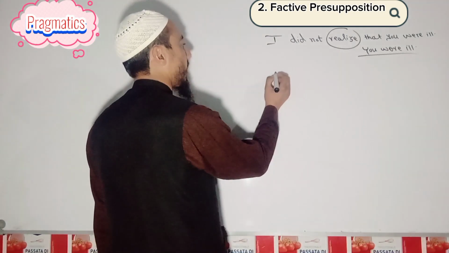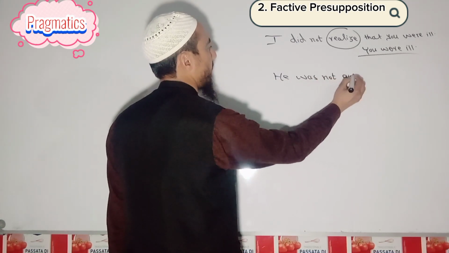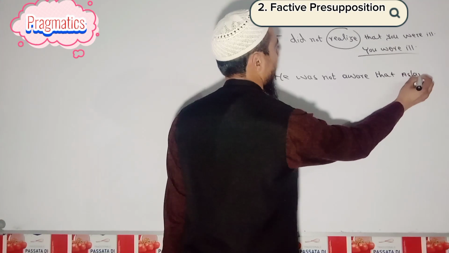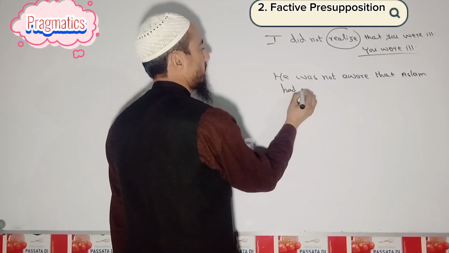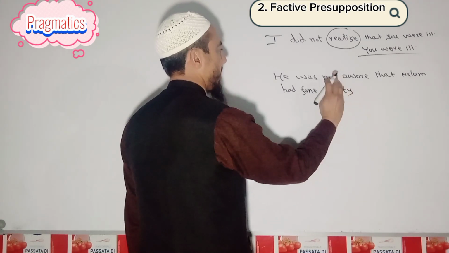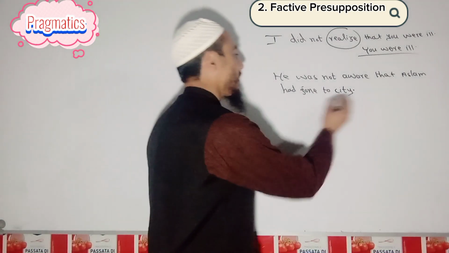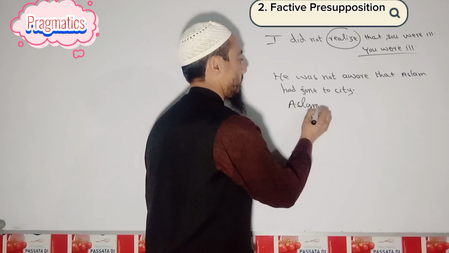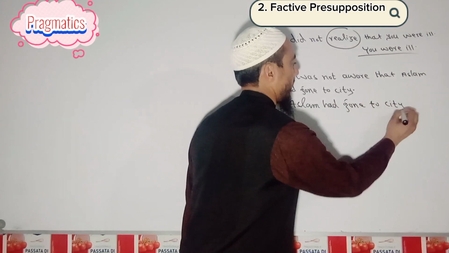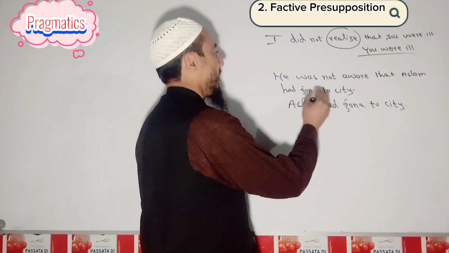Another example is, he was not aware that Aslam had gone to city. He was not aware that Aslam had gone to city. Listeners and audience, here the presupposition is that Aslam had gone to city. And the utterance is fact and true due to the presence of this verb that is aware.